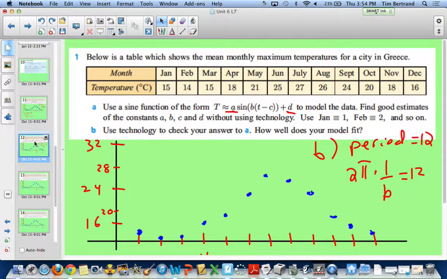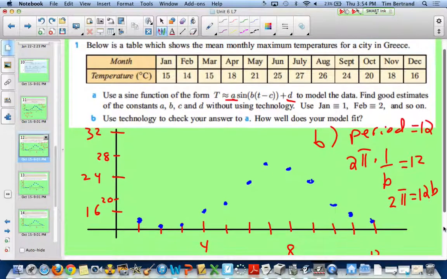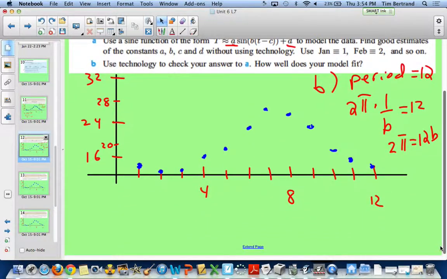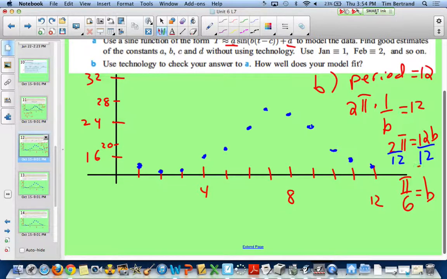Whoops, I meant the wrong slide. Okay, there we go. So a little quick algebra. Multiply both sides by b. I get 2 pi equals 12 times b. I'm going to divide both sides by 12, divide by 12. And so on the left side, I end up with pi over 6 is equal to b.